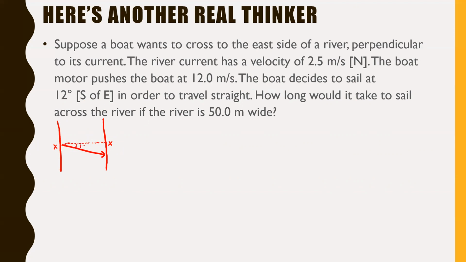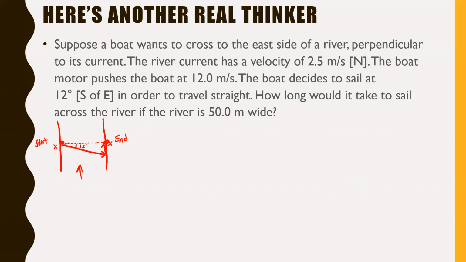That's going to be 12 degrees south of east, and the river is flowing this way. So it's going to ultimately push it back up so it ends at this point. So just for clarification, this is going to be our start position, and this is going to be our end position. We're going to travel in a straight line across this river, right?